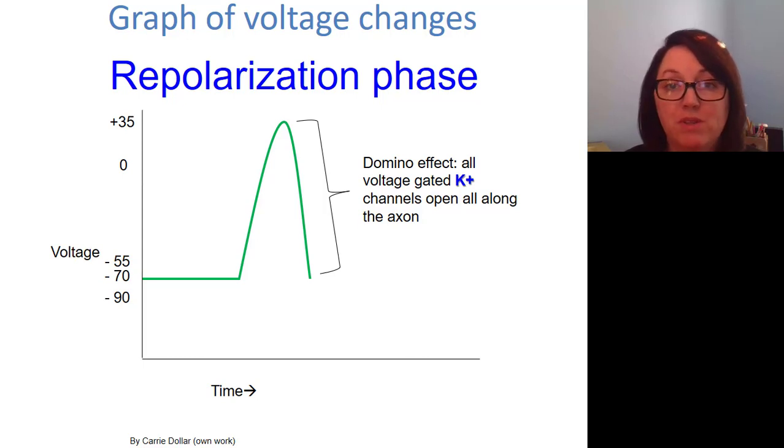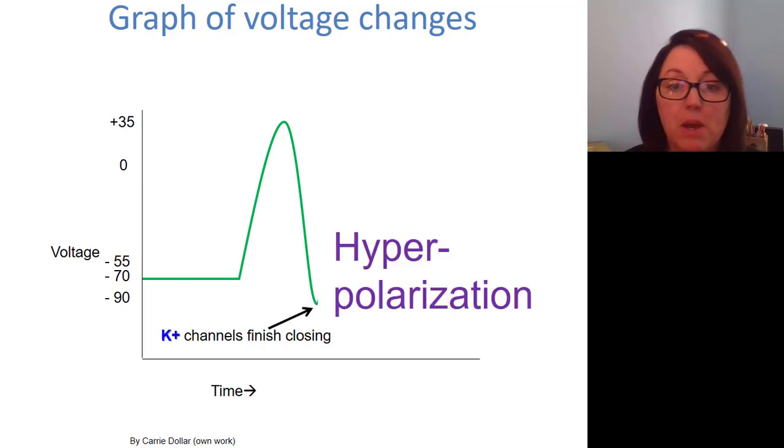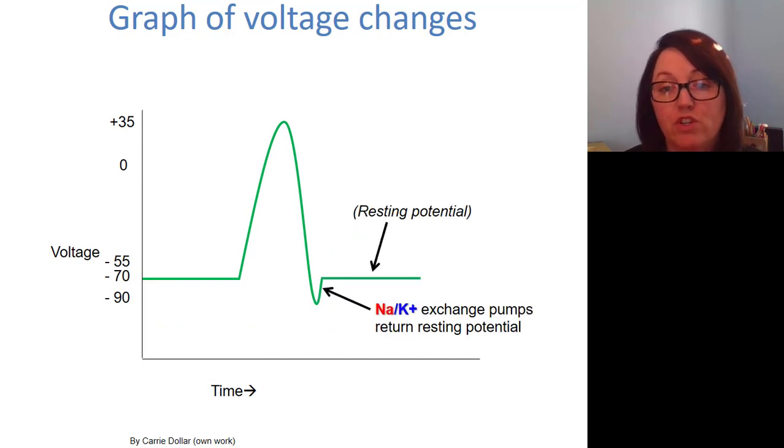Now the voltage-gated potassium channels suck at closing. They begin to close at around negative 70 millivolts, but they don't finish closing until we get to about negative 90 millivolts, causing a little piece of hyperpolarization at the end of the action potential. Now at this point, we're done with the action potential, but we still have further voltage changes that occur. We need to get from negative 90 back to resting potential of negative 70.